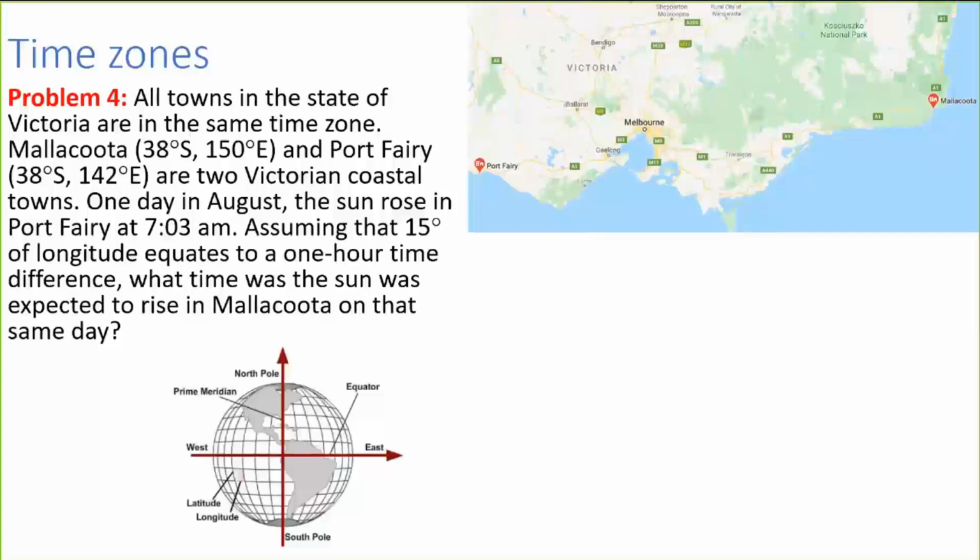This one is about time zones. It says that all towns in the state of Victoria are in the same time zone. Mallacoota, which is on the east coast, and Port Fairy on the other side of Victoria are two coastal towns with quite different longitudes. Usually we get a coordinate for latitude and longitude, always actually. Latitude comes first, which tells you the degrees north and south. The longitude comes second, and tells you the degrees east and west.